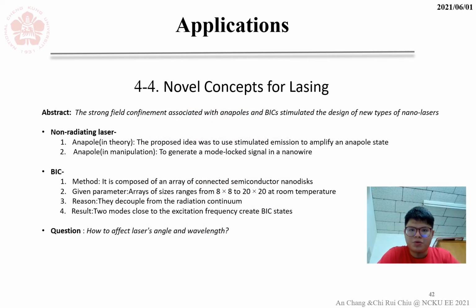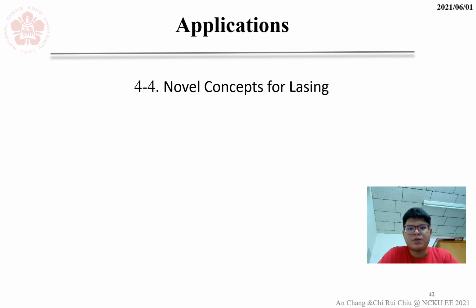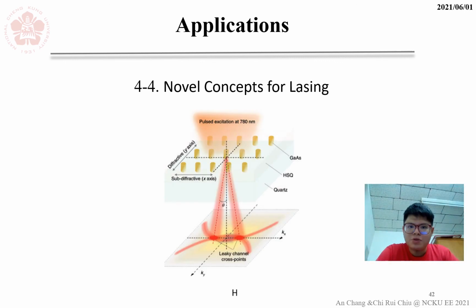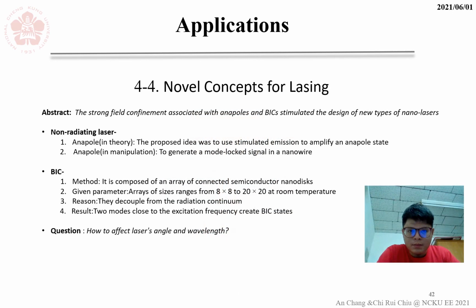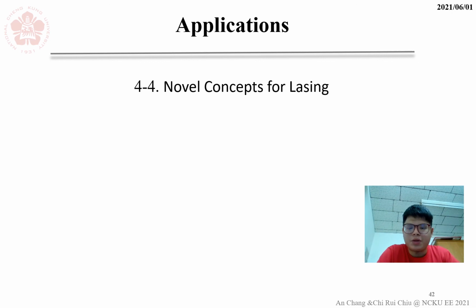And here comes the question: how to affect the laser's angle and wavelength? And I see it in 3 points. First is the geometrical parameter of the lattice. Figure H is a sketch of the nanoparticle lattice grown on the quartz substrate. Second is the peak of the gain spectrum of GaAs. The third is the temperature range of operation, in this work limited to 77 to 200 K.